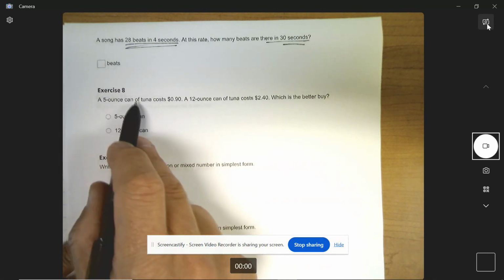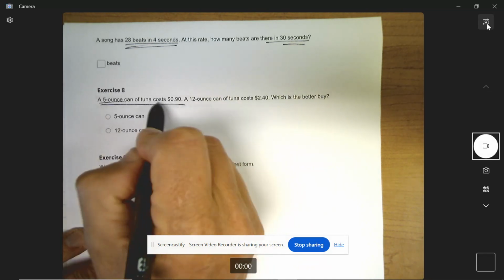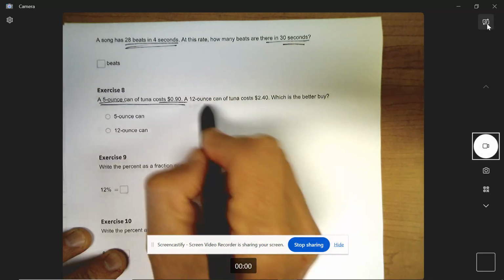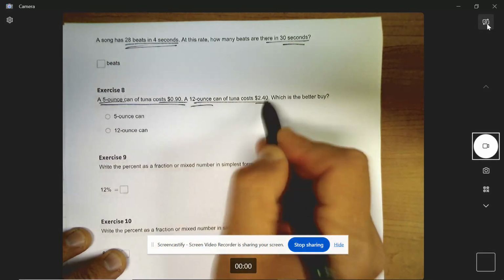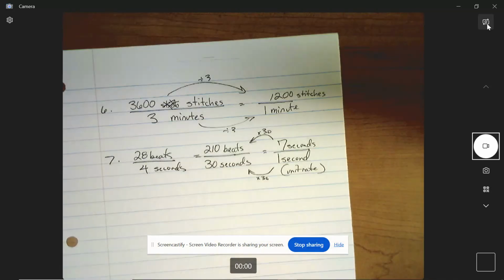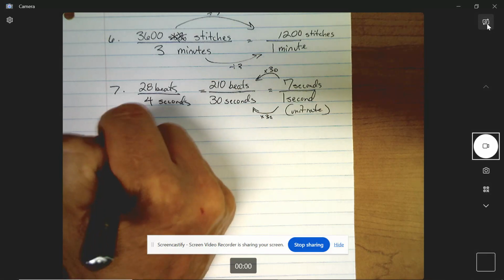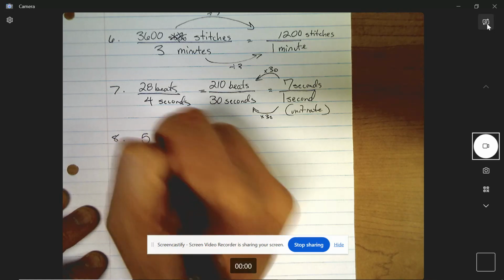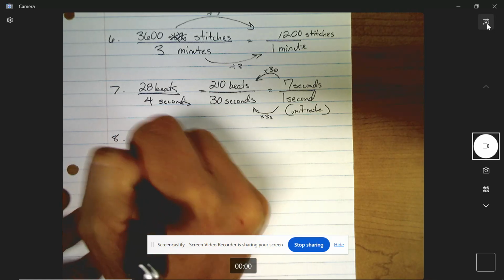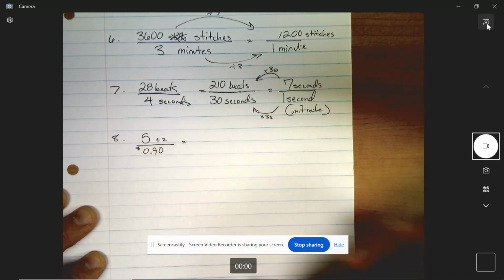Okay, number 8. A 5-ounce can of tuna costs 90 cents. A 12-ounce can costs $2.40. Which is the better buy? Who knows? Mom and Dad buy that stuff. I don't mind. Okay, so 5-ounce is 90 cents.